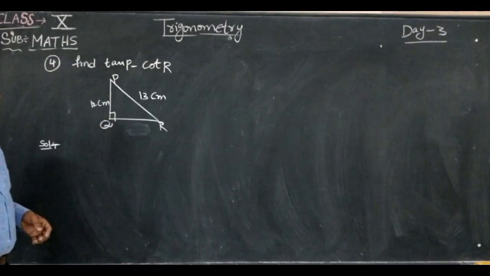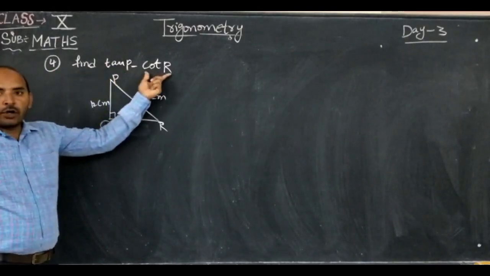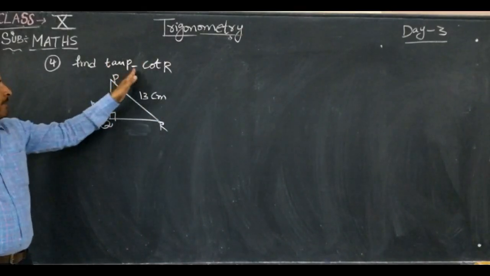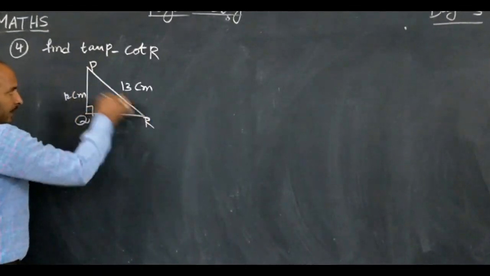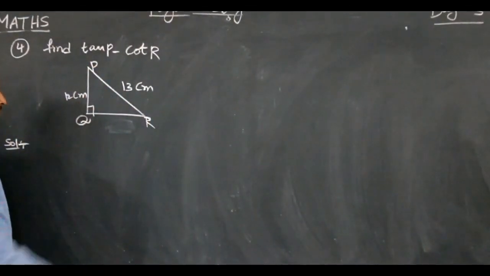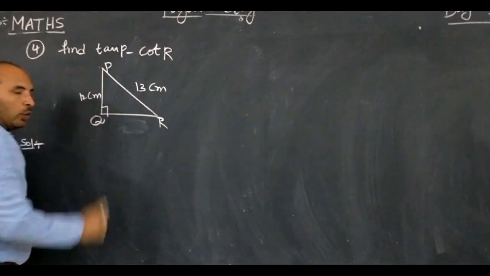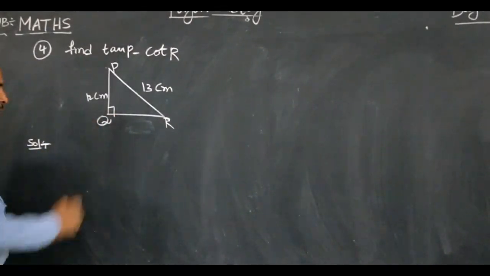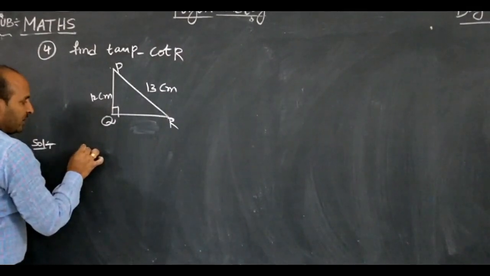Now coming to the next problem. Find tan P minus cot R. According to this triangle, you have to find out tan P minus cot R. So now in this right angle triangle, we clearly have the PQ side and PR side, but we don't know the QR side. So first of all, we have to find out the QR side, by using the Pythagoras theorem.